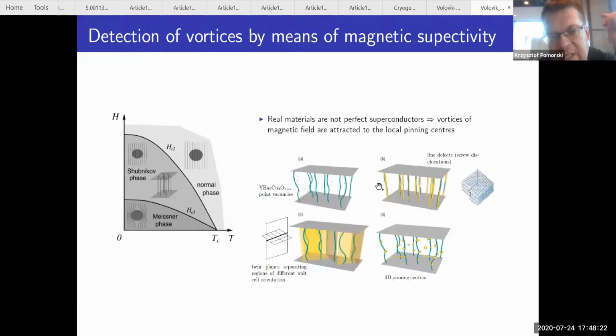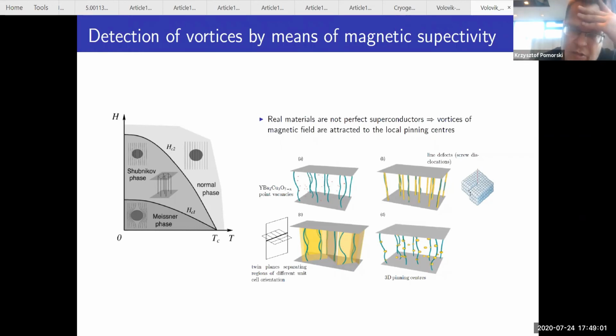A much more complicated case is real samples. In real samples, what happens is that your superconductor can be penetrated by a magnetic field, and this magnetic field will tend to go to such areas that have the smallest value of the superconducting order parameter. So essentially, it can go to point-like defects, dislocations in the crystal lattice, magnetic impurities or non-magnetic impurities, and so on and so on.